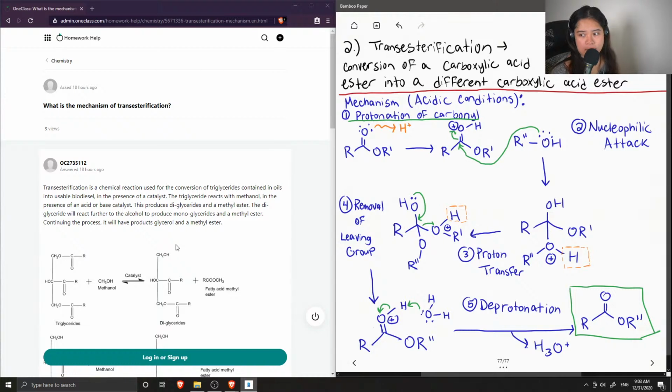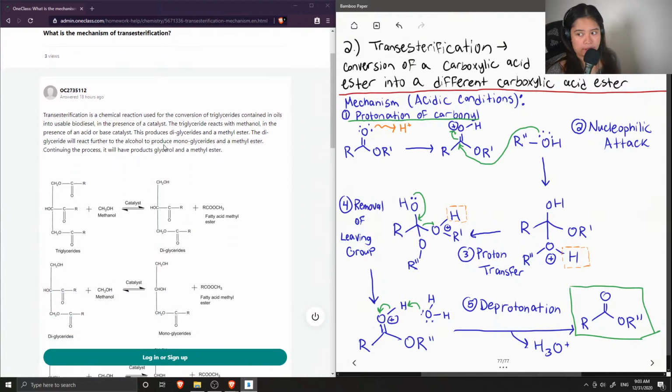Okay, so this is the basic mechanism, and this is taking place under acidic conditions. So it would be a little different in basic conditions, but you should end up with pretty much the same, like a different carboxylic acid ester. So let's see what the junior tutor said.